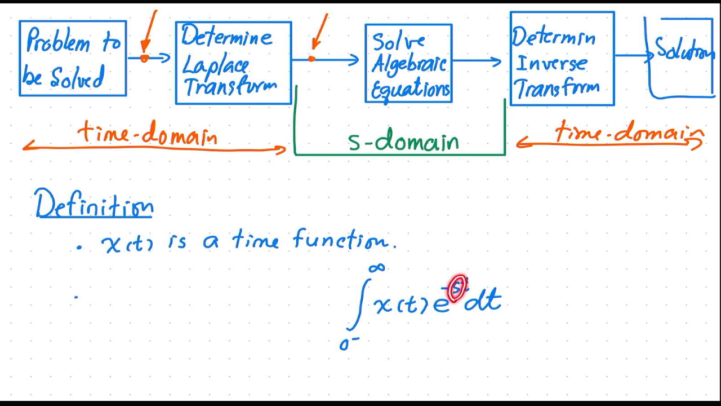Because we're not integrating with respect to s, we're integrating with respect to time, s will come out. So that means this integral is going to be a function of s. And because it is a function of s, we will call it x of s. S will come out of the integral, so it is a function of s. That's why I write it down as x of s. And time is gone, so it's not a function of time. That's the first thing that you should understand.